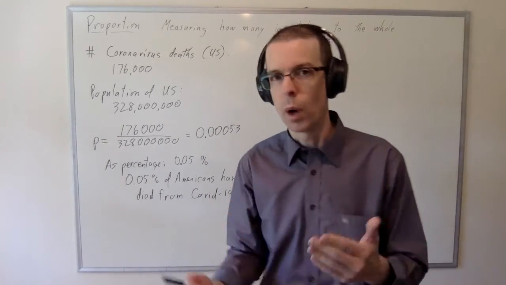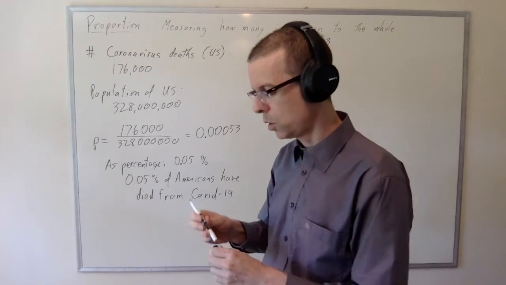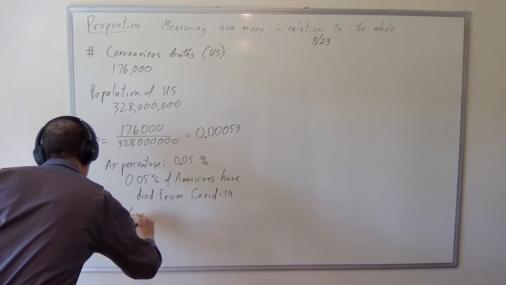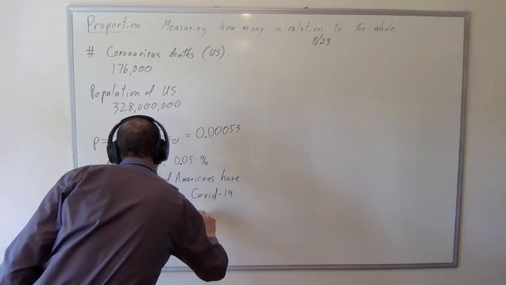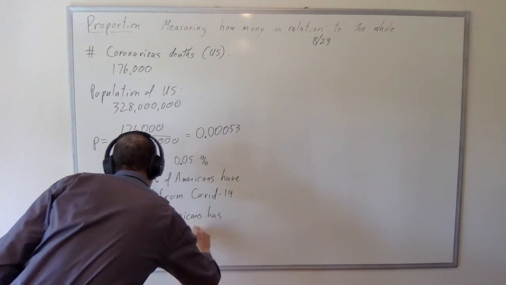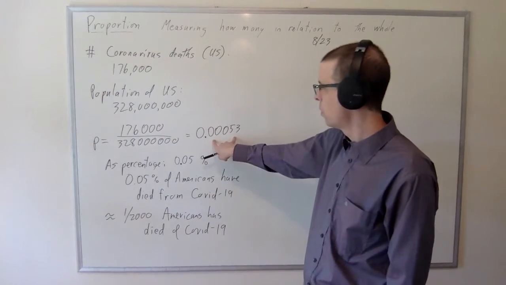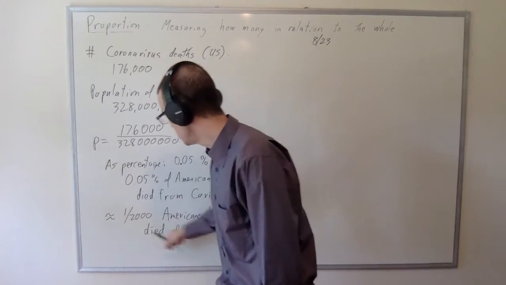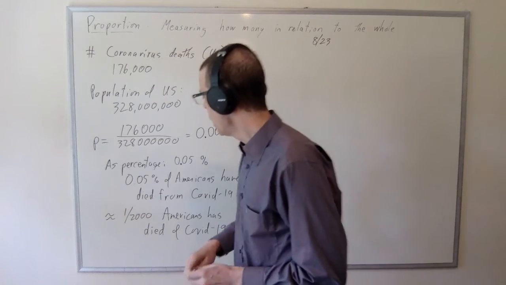So that's not 1 in 20. That's 1/20th of 1 percentage point, which is actually 1 in 2,000 approximately. So approximately 1 in 2,000 Americans has died of COVID-19. So you can see here that this is a very small number on some sort of simplistic numerical scale, but it stands for something terribly, terribly huge.